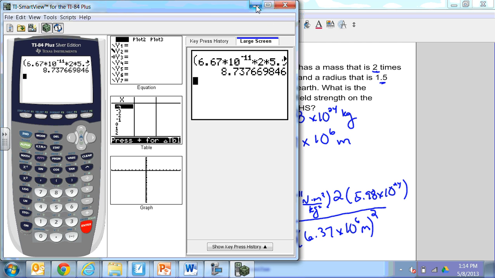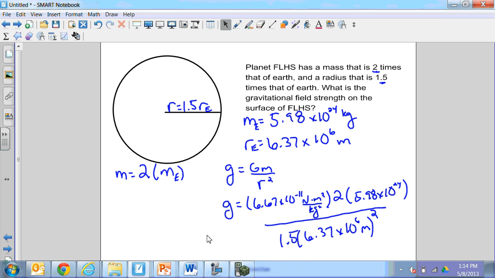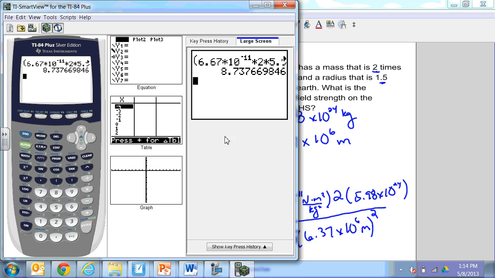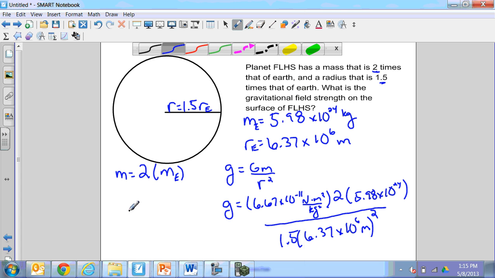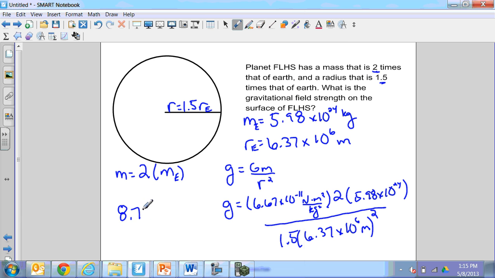Okay, and here's our value, 8.7366. So our units for this are Newtons per kilogram, because we're measuring gravitational field strength. If I round this off, I'm going to get 8.74, and this is what I would record on my numeric response sheet. Okay, 8.74 would go on the numeric response, and my units for this would be Newtons per kilogram.